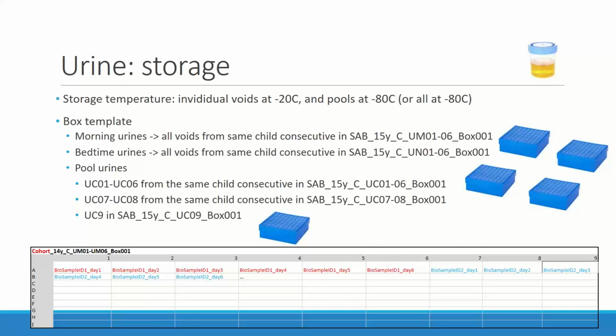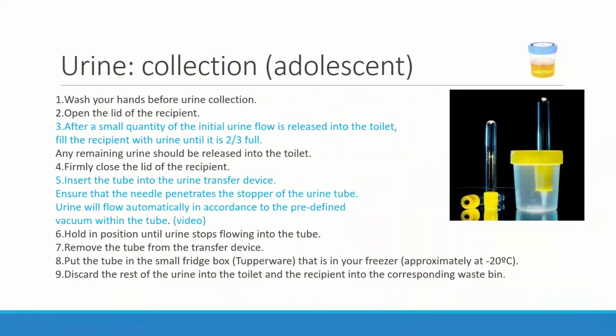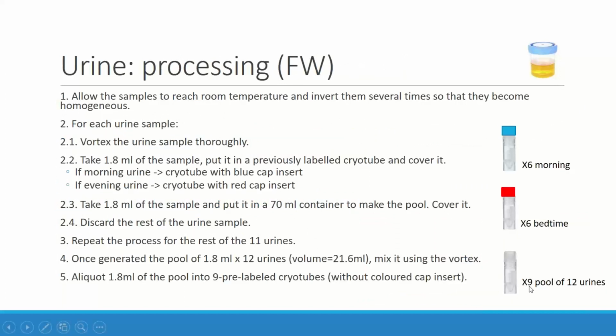Mariana? Hi, just a clarification. So the pooled samples are the morning urines from day 1 to 6, or is it both morning and evening? Yeah, the pool samples. We are going to create 9 pool samples, and each pool will have 12 urines, so morning and night of the 6 consecutive days. Right, so it will be a weekly pool. Okay, I see.